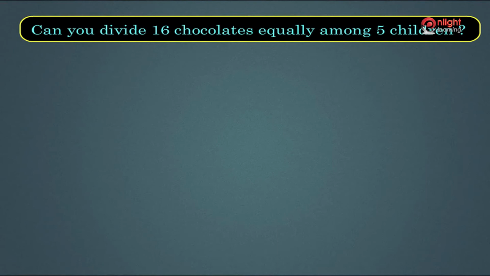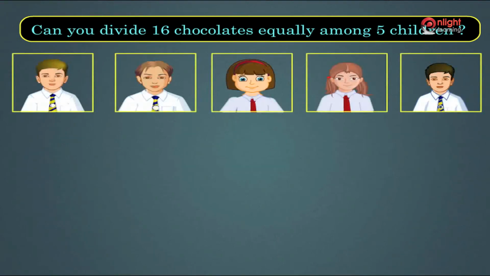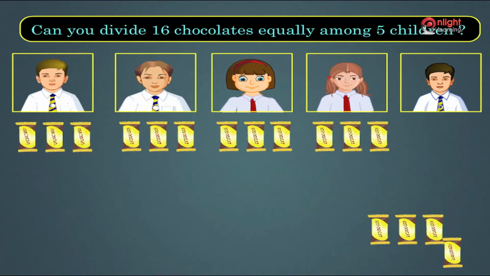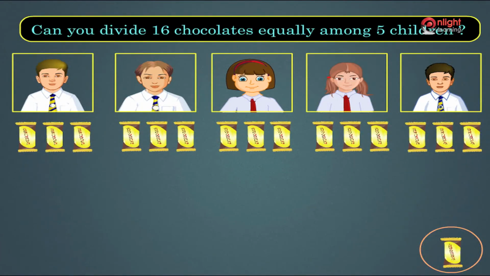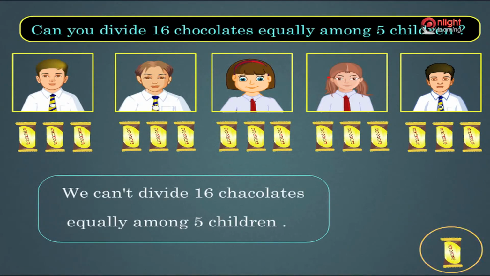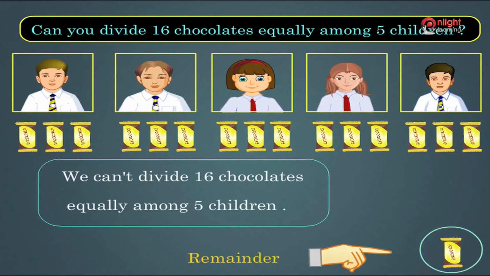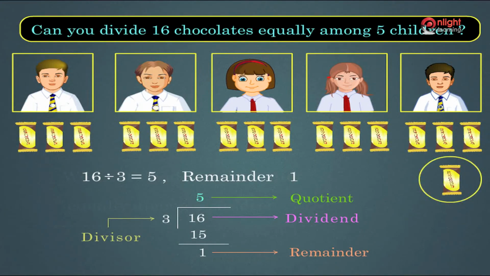Can you divide 16 chocolates equally among 3 children? Take 16 chocolates. Give 5 chocolates to each of them. 1 chocolate is left over. So, we can't divide 16 chocolates equally among 3 children. The leftover is called the remainder. So, 16 ÷ 3 = 5, remainder 1. 16 is called the dividend, 3 is called the divisor, 5 is the quotient, 1 is the remainder.